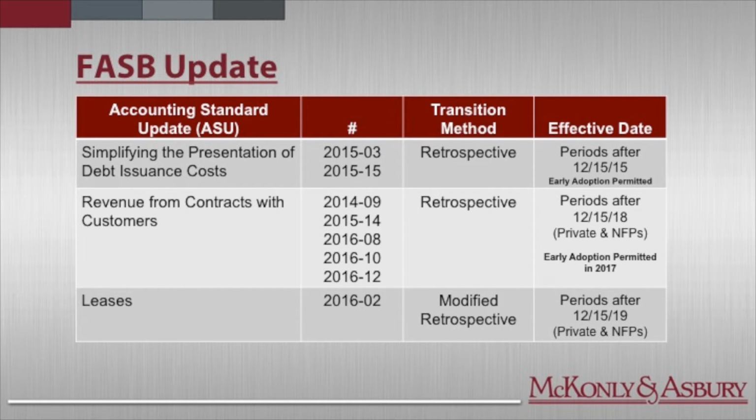And the FASB's been very busy in a lot of other areas as well. So I have the next two slides, that's a tremendous amount of information, but I just wanted to put them out for you so you were aware of these standards if you're not already. So the first one is the presentation of debt issuance costs that will be effective for 12/31/16 year ends and then 6/30/17 year ends. You can adopt it now.